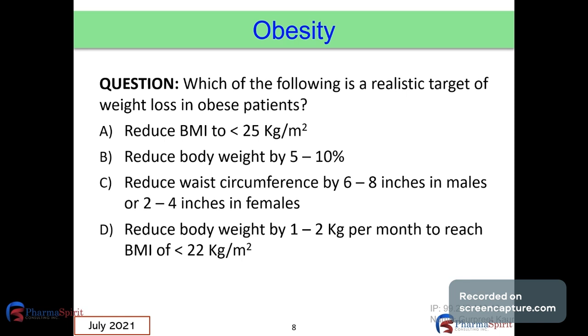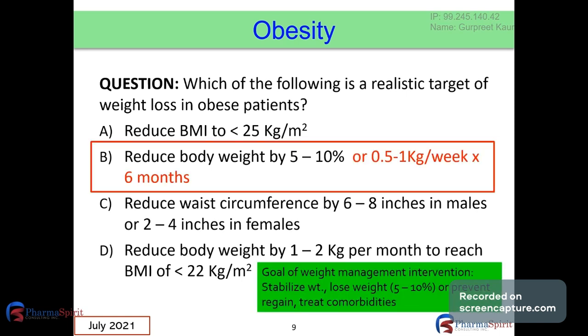So now, what is the realistic target? And the answer for this question is B. Reducing the body mass index by 5 to 10% is a realistic target for most obese individuals. Reducing body weight by 5 to 10% can significantly reduce the risk of cardiovascular comorbidities in obese patients. So one realistic goal is to reduce the body mass index by 5 to 10%, or reducing the body weight by 5 to 10%.